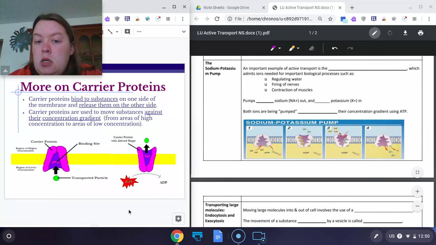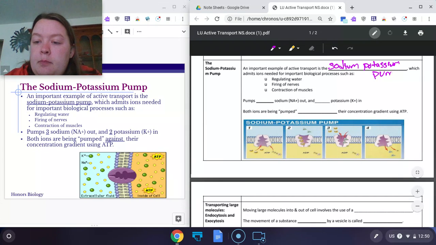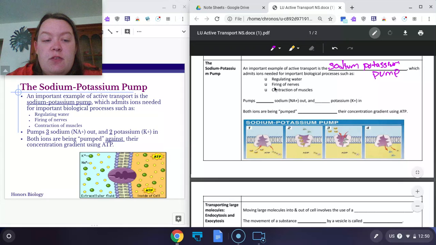One of the most famous or most heard of types of carrier protein is the one involved in the sodium-potassium pump. So an important example of an active transport protein is the sodium-potassium pump. And what this does is it moves molecules of sodium and potassium in and out of a cell. It does this to regulate water. It also does it to help nerves fire and to make muscles contract.